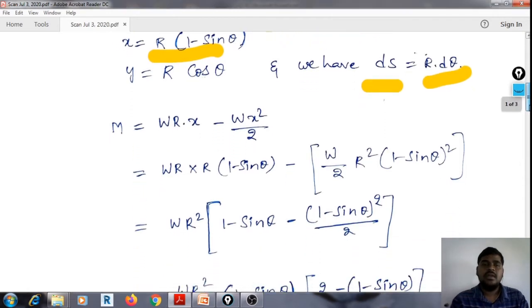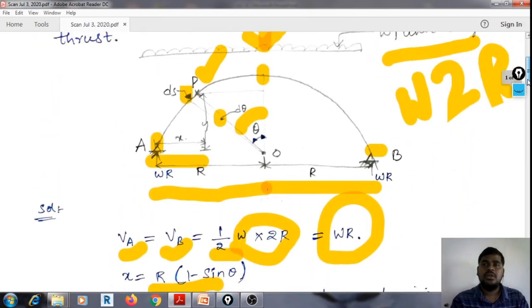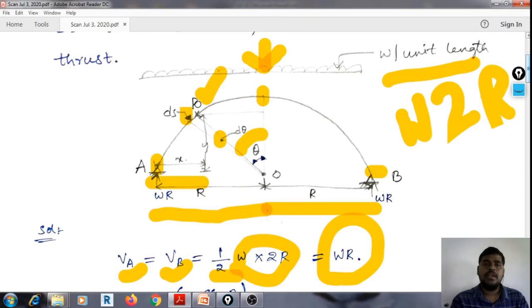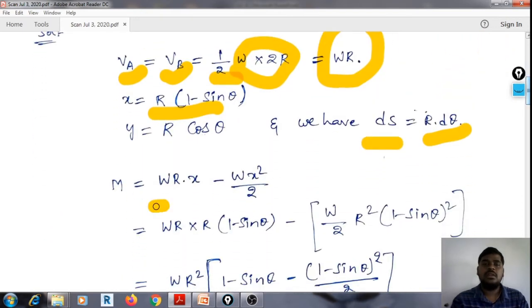Next we have M equal to W into R into x minus Wx square by 2. So M at point P is equal to W into R into this distance x, minus another load, W into x, which will act exactly at x by 2 distance. For that we have written WR into x and minus Wx into x by 2, that is Wx square by 2.